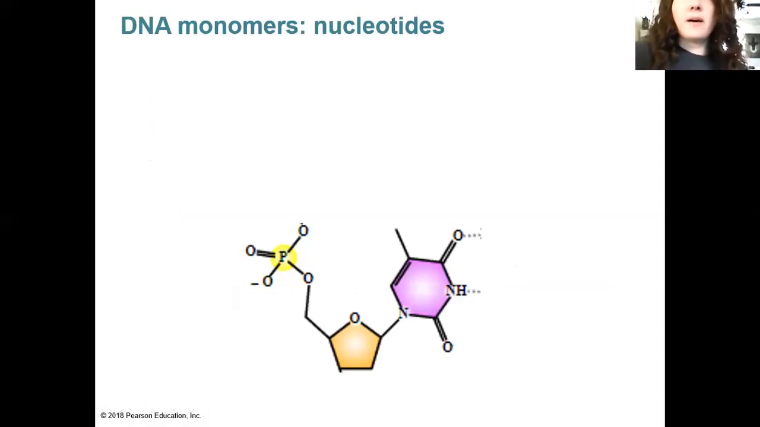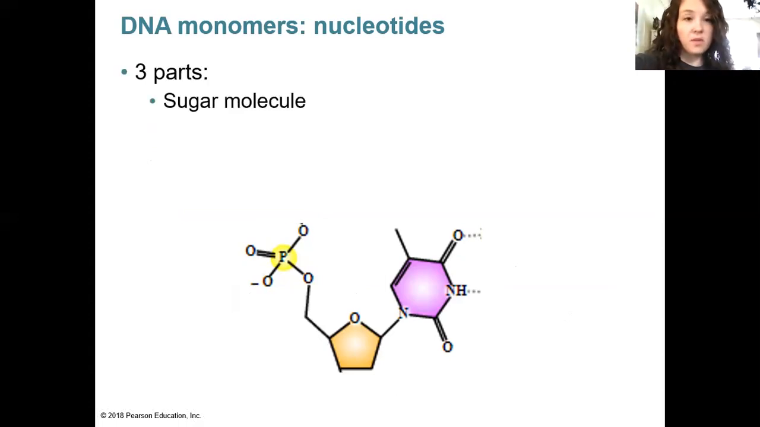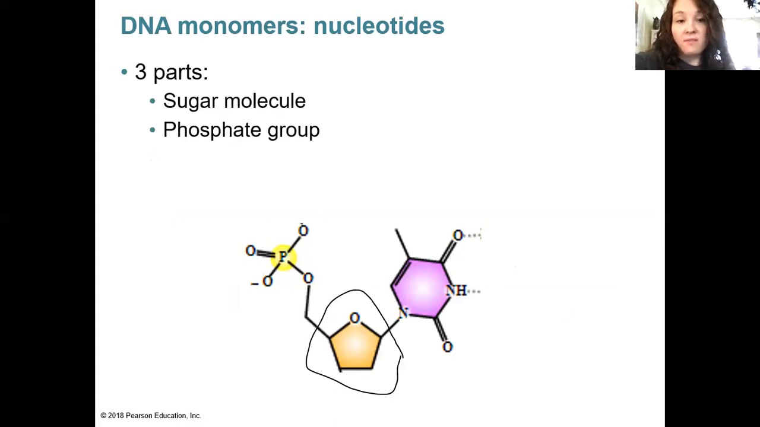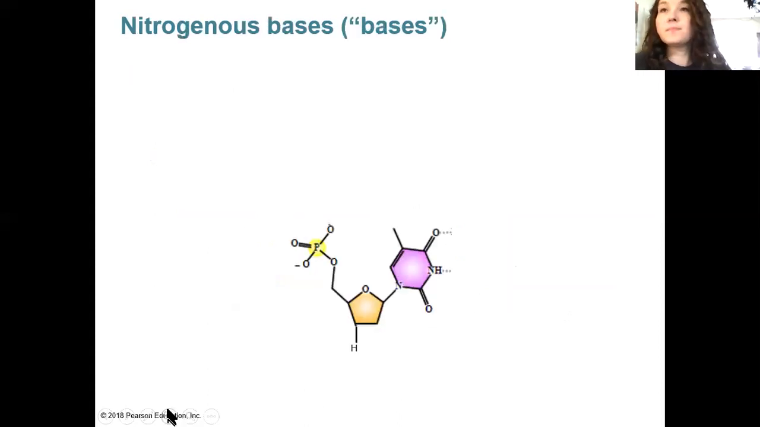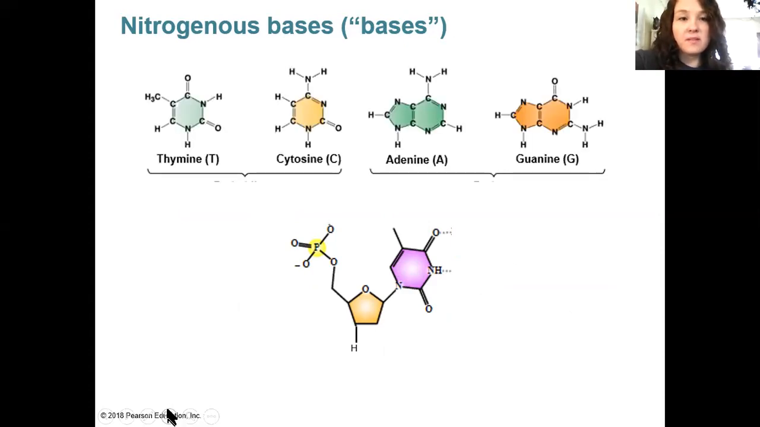So let's talk about the monomer of DNA. It's called a nucleotide, and there are three components to a nucleotide. The first one is the sugar molecule, and that's right here. The second is a phosphate group, and that's this one. And then there's a nitrogenous base, and sometimes it's referred to as a base. It's called a nitrogenous base because there's nitrogen in it, as you can see here and here. Each nucleotide has three parts. And there's four different bases.